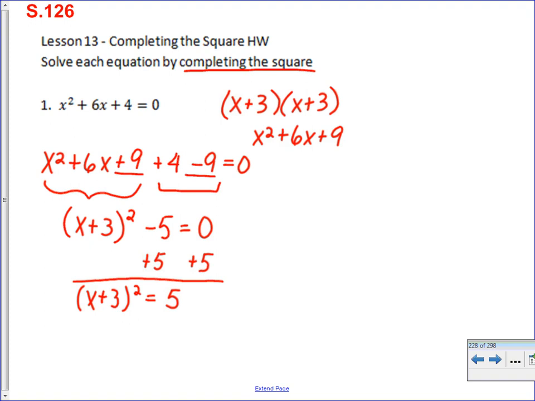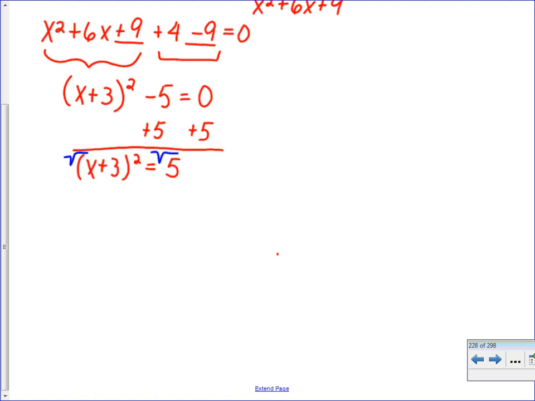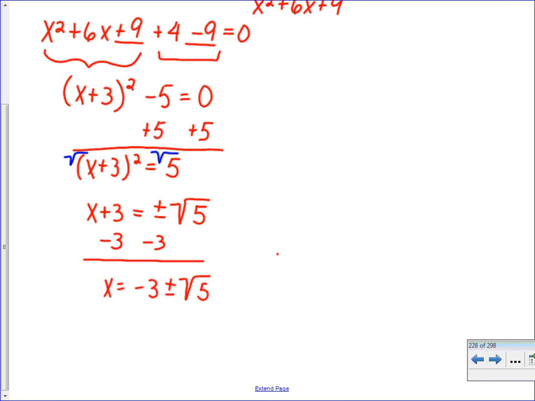What I can now do is the inverse operation. The x is part of a square, so I can take the square root of both sides. Just remember, when you take the square root of both sides, x plus 3 squared works out to be x plus 3. But when I take the square root of the number 5, I'm going to have a positive and a negative answer. Again, to solve for x, I'm going to isolate my variable, and I get x to equal a negative 3 plus or minus radical 5.